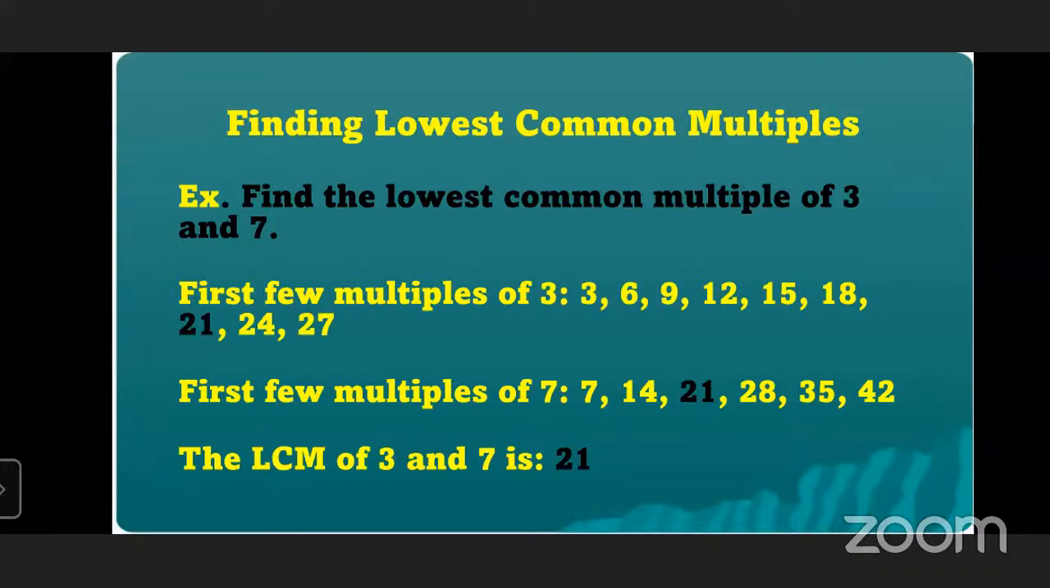Now, the number which is common in both tables, the table of 3 and the table of 7, is 21. It means the LCM of 3 and 7 is 21. What we have to check is the number which comes first in both tables, in the table of 3 as well as in the table of 7. That is 21. So the LCM of 3 and 7 is 21. You got that?